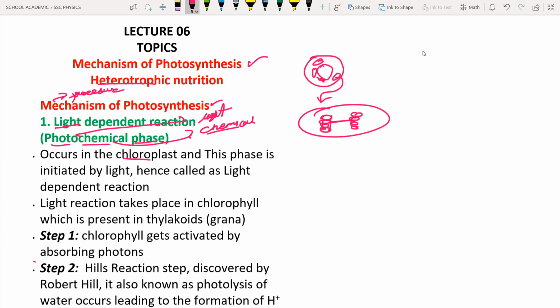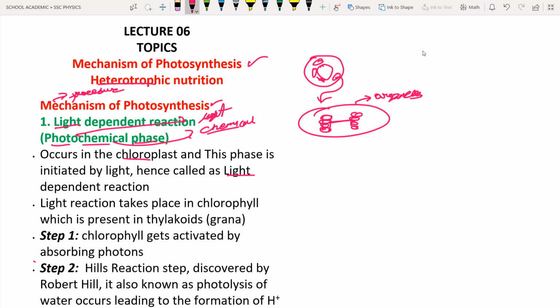This phase is initiated by the light. The light is going to activate this reaction. In the presence of light only it is going to occur. That is known as a light dependent reaction, hence we are calling it a light dependent reaction. It is going to activate the pigments that are present in the chloroplast. Most students confuse chloroplast and chlorophyll. Chloroplast means it is an organelle, a structure present in any plant cell.